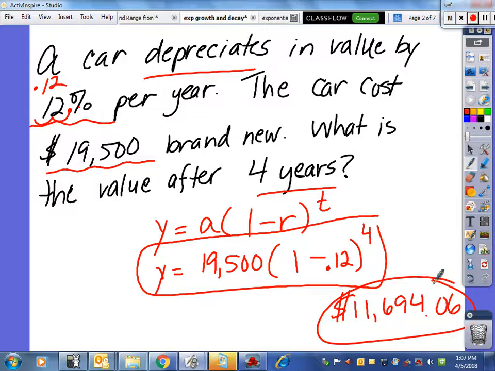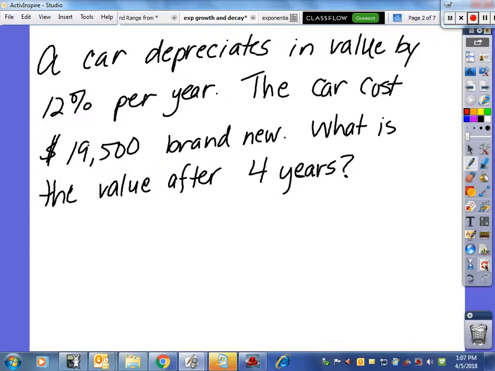No, because it's happening every year. The second year, it's starting at a different value. You would have to do it 4 times. You'd have to do it the first year, find out the value when you start the second year, then you'd have to do it again for the third year. This is much faster.